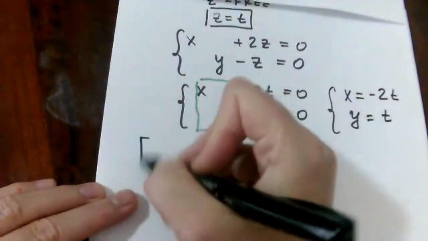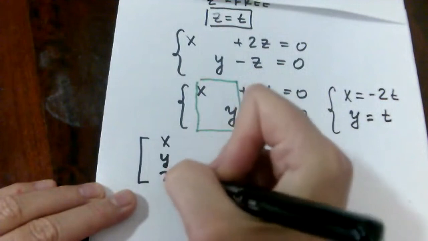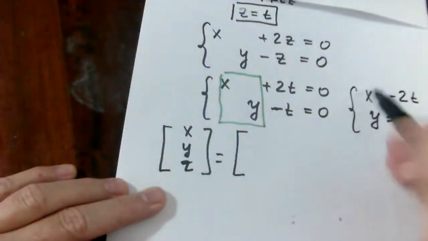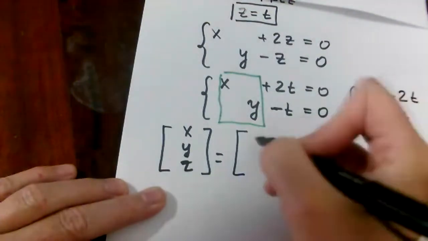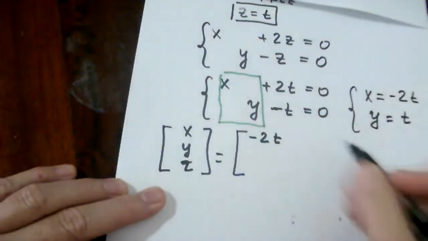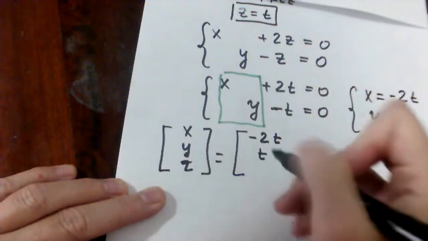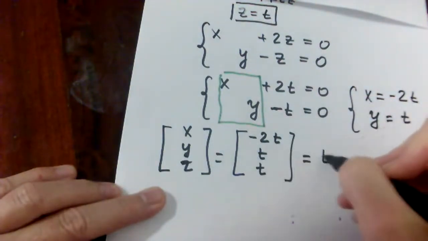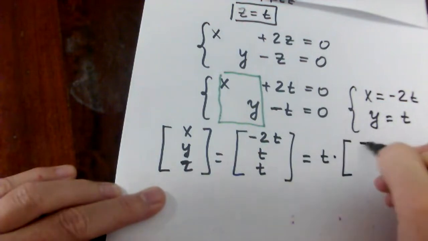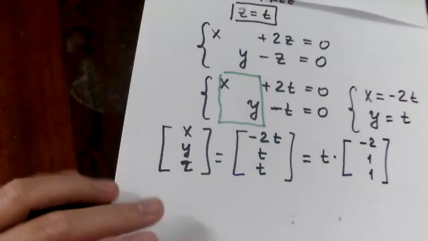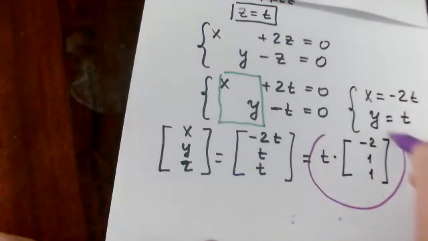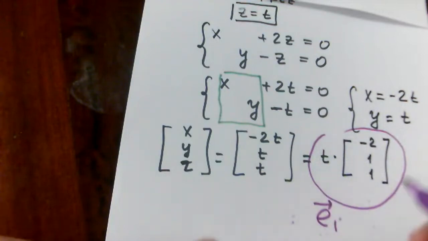And now it's time to write our solution, which is a vector with components x, y, z. Let's substitute our results here. Instead of x, we can substitute minus 2t. Instead of y, it's t. And z was denoted by t. After that, we usually pull out this common factor, which is t. And we are left with this result, minus 2, 1, 1. So we solved our problem. And at the same time, we got our first eigenvector.